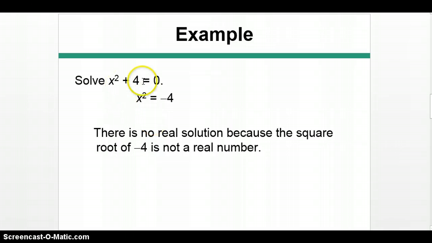Solve x squared plus 4 equals 0. x squared equals negative 4. We get this by subtracting 4 from both sides of the equation. There is no real solution because the square root of negative 4 is not a real number.